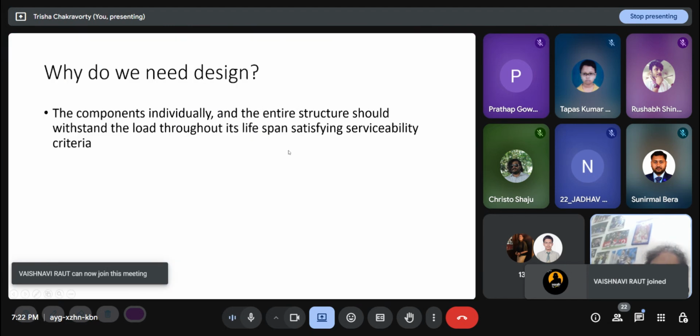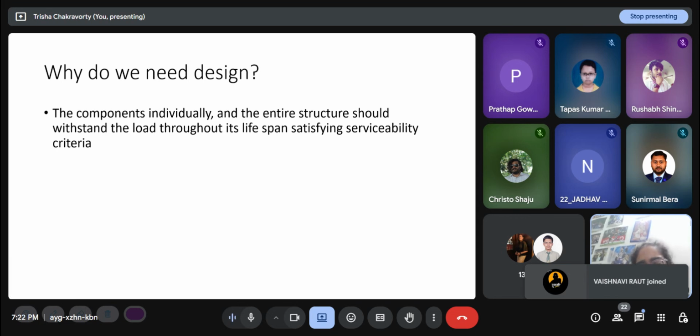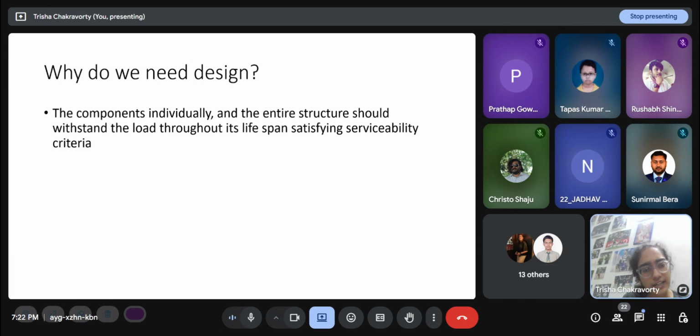And serviceability criteria is again, there are two kinds of criteria I want my structure to satisfy. One is the collapse criteria. Collapse means that the components individually and the entire structure should withstand the load without collapsing. So that is the force or stress based criteria. The developed forces or stresses in the material should not exceed its capacity. That means my structure is not collapsing, so the collapse limit state is satisfied.